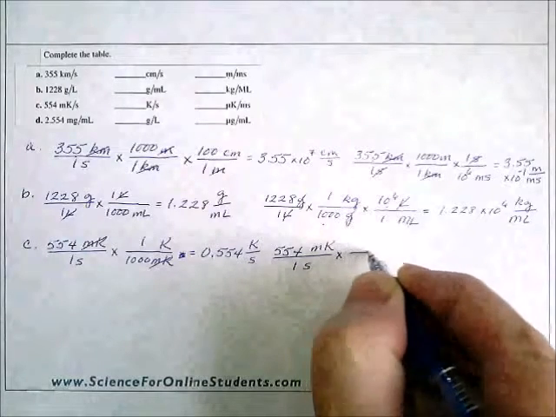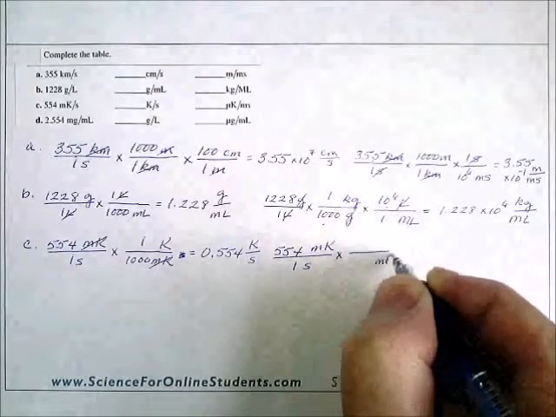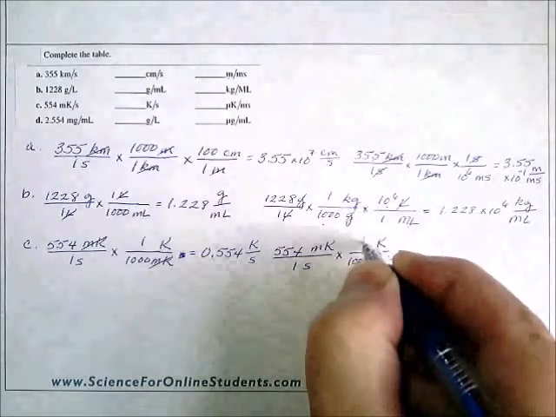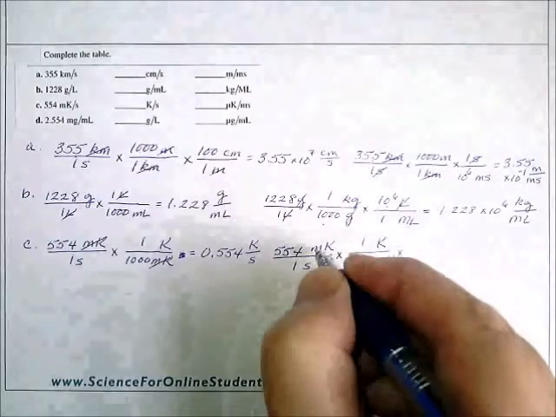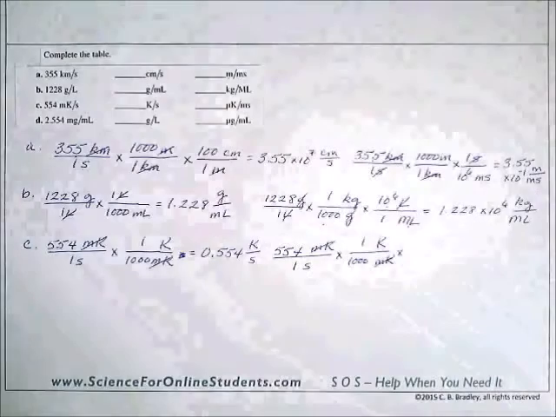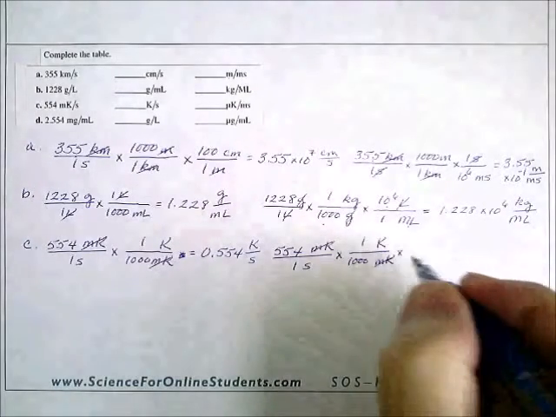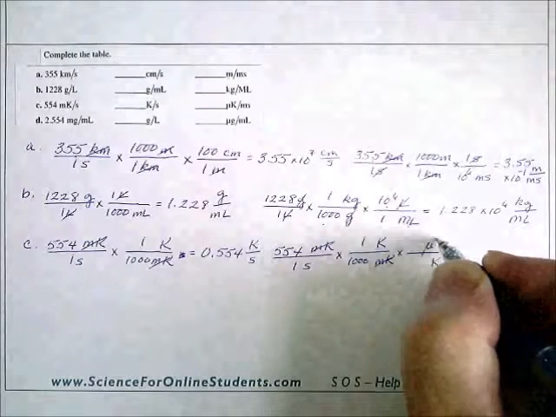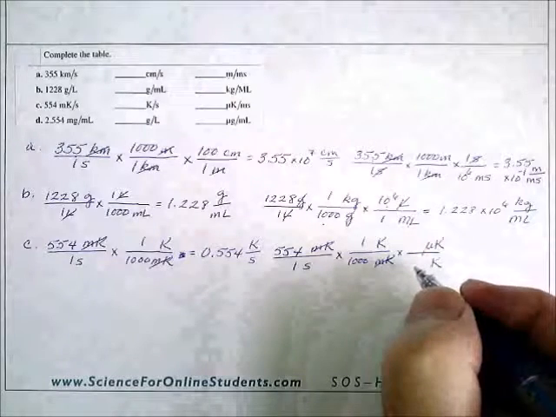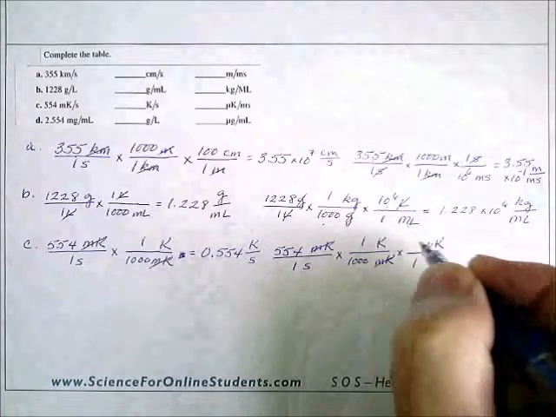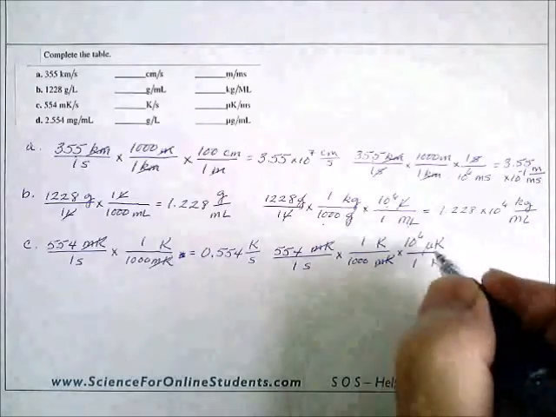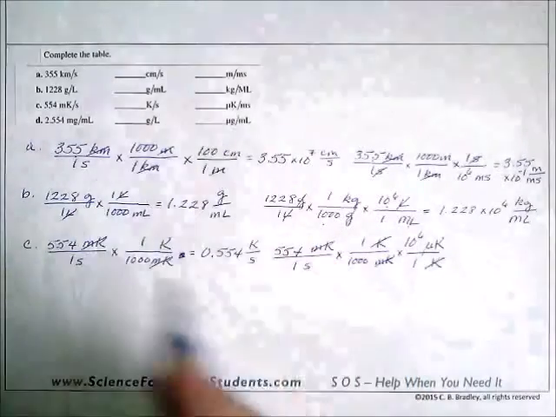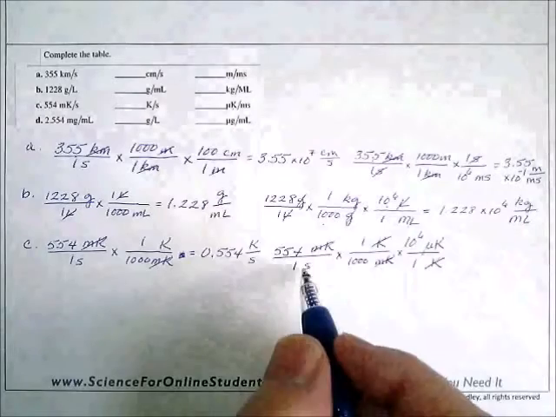So we'll go from millikelvins to kelvins. 1000 is 1 Kelvin. So now we have kelvins per second, and now we'll go from kelvins to microkelvins, and 1 Kelvin is 10 to the 6th microkelvins. So kelvins come out, and I have microkelvins, which is what I want here. Now I have to go to milliseconds.